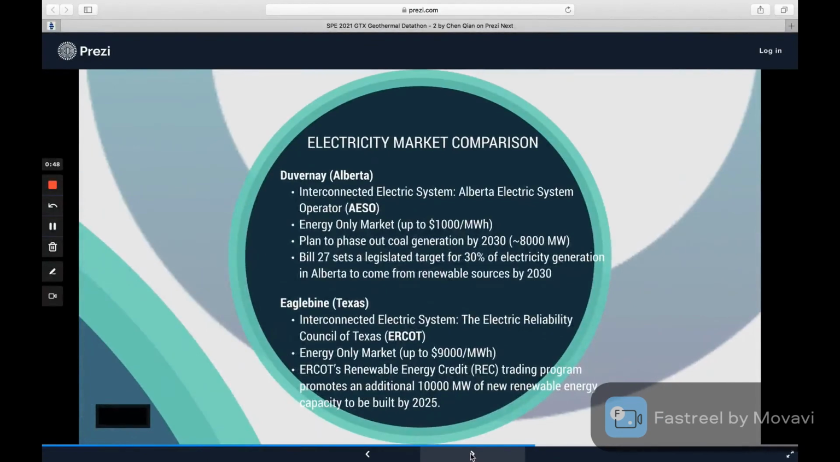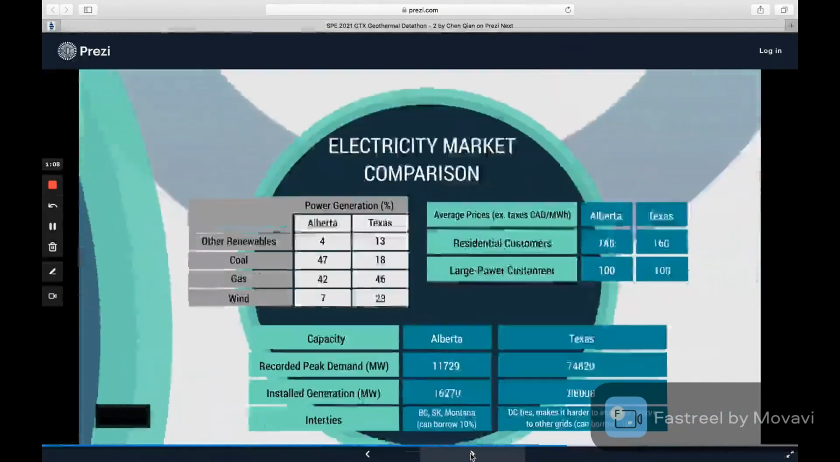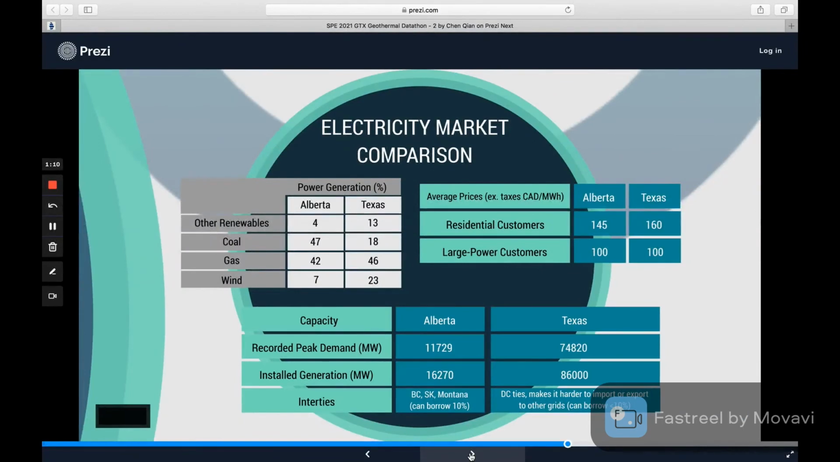We did a comparison of electricity markets in Alberta and Texas. Their interconnected electric systems are AESO and ERCOT. They both operate as an energy-only market. Hence, power prices tend to be low but more volatile. They both have policies to promote additional renewable energy capacity. The differences between AESO and ERCOT are that AESO has a price cap of $1,000 and ERCOT's price cap is $9,000.